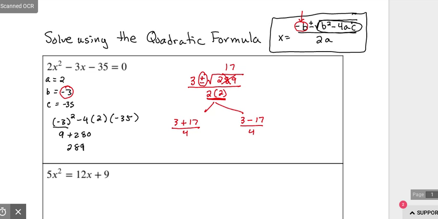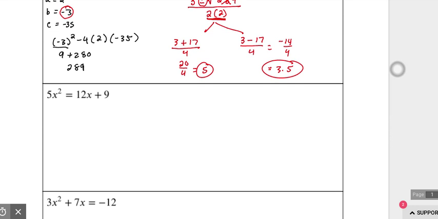Go ahead and take care of this. 3 plus 17 is 20, divided by 4 is 5. So there's one of my solutions. 3 minus 17 is negative 14, divided by 4, and I get positive 3.5. Those are my two solutions using the quadratic formula. All right, let's go ahead and look at another one.